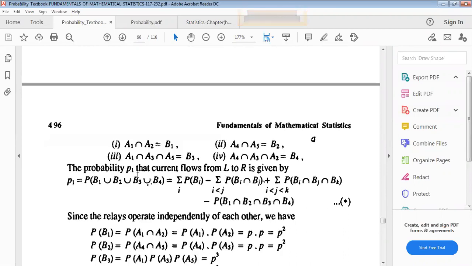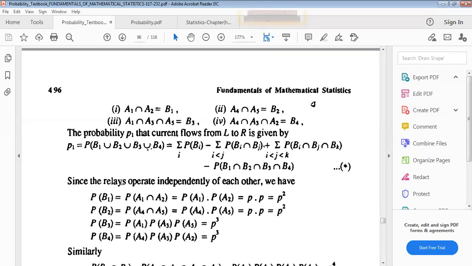Now the probability P1 that current flows from L to R is given by P1 equals probability of B1 union B2 union B3 union B4, which by the union formula equals the sum of probability of Bi, minus the sum over i less than j of probability of Bi intersection Bj, plus the sum over i less than j less than k of probability of Bi intersection Bj intersection Bk, minus the intersection of B1 to B4.